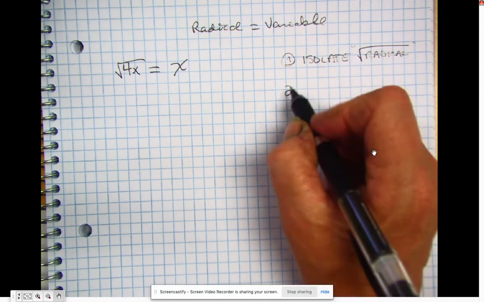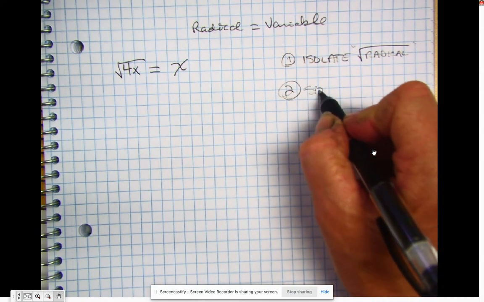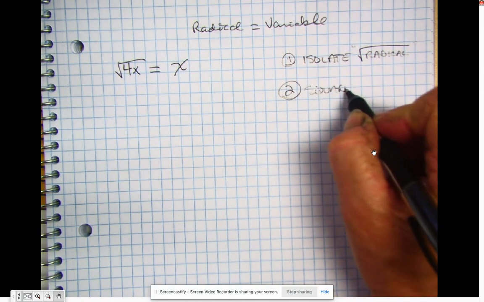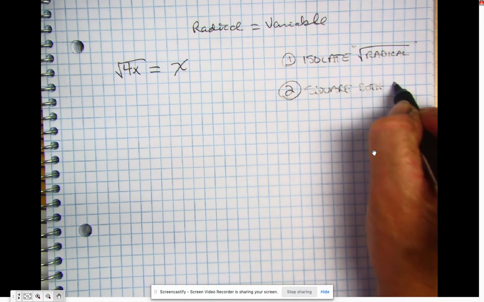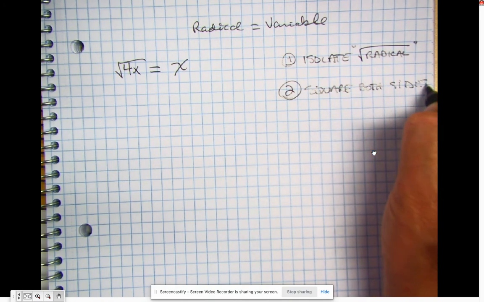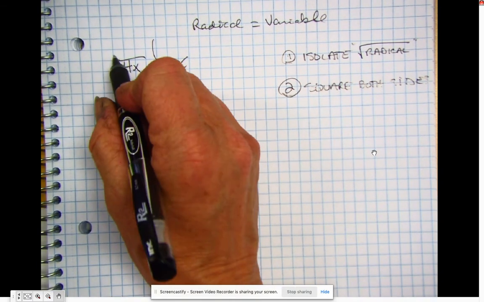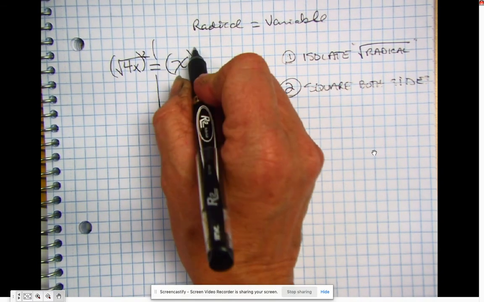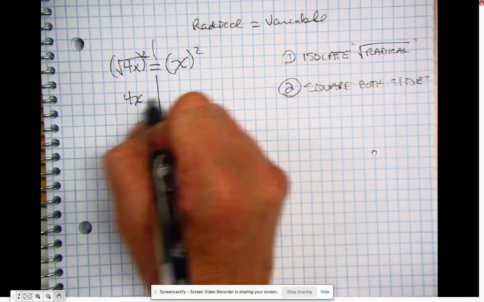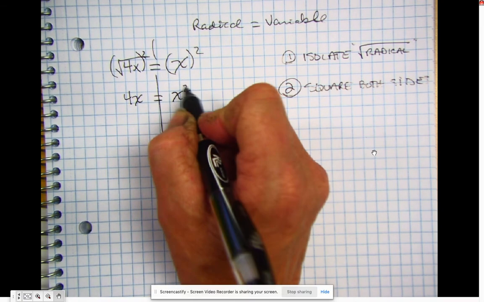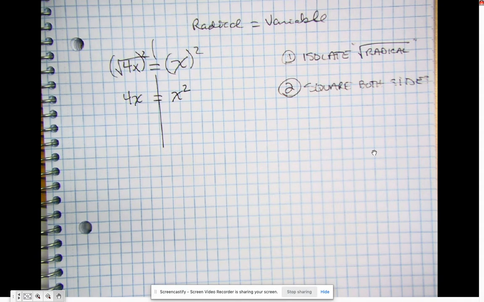Step two, what was step two? Square both sides. So this one's already ready. I mean, the radical's all by itself in its own apartment. So now I've got to square both sides. So I end up with 4x is equal to x squared. Okay, well, no way.